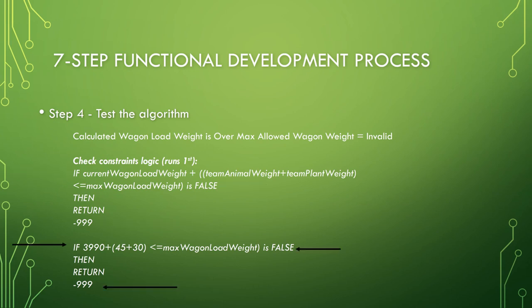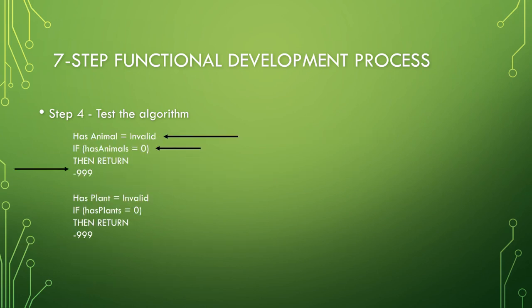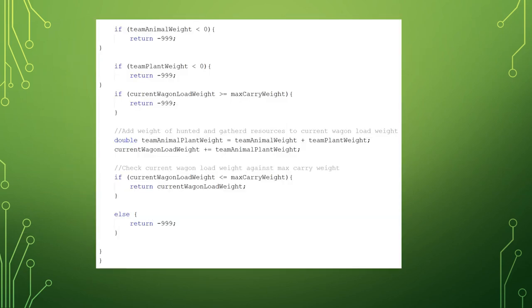This is the algorithm with real values that we used in our testing. If there are no animals to hunt, an error is returned. If there are no plants to gather, an error is returned.